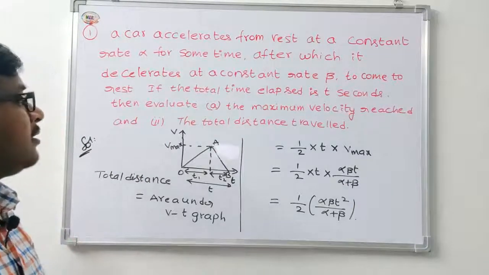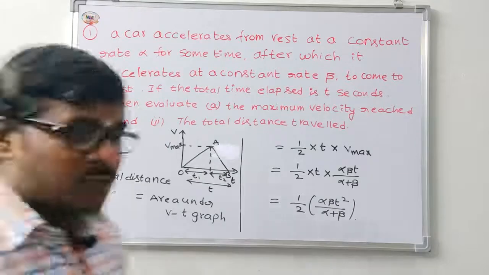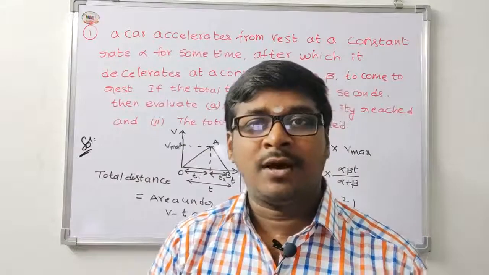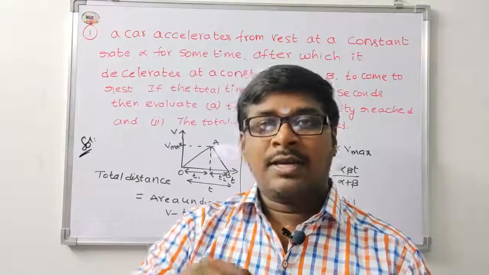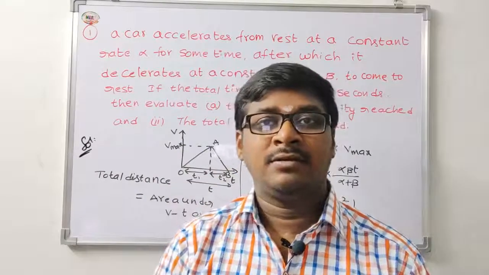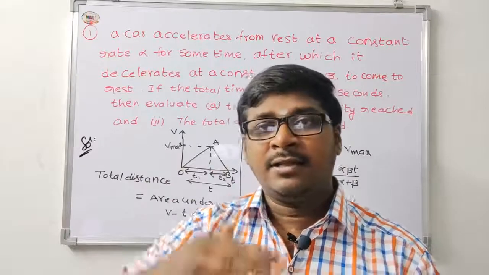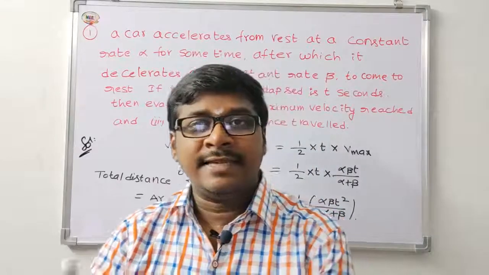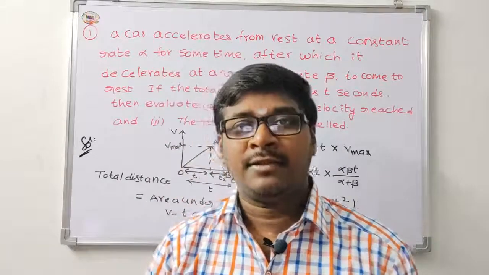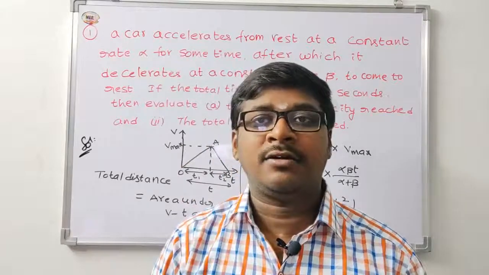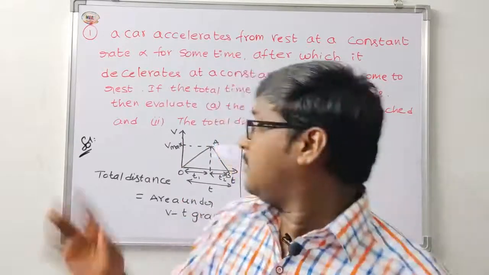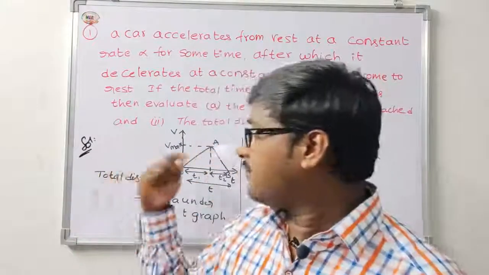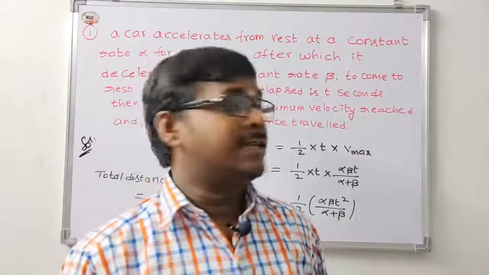It's a very important problem, students. The car accelerates at a constant rate alpha to reach the maximum velocity, then it decelerates. Deceleration means the velocity decreases with respect to time. It decelerates at a constant rate beta to come to rest. Okay, then find out this problem. It is a very easy problem.